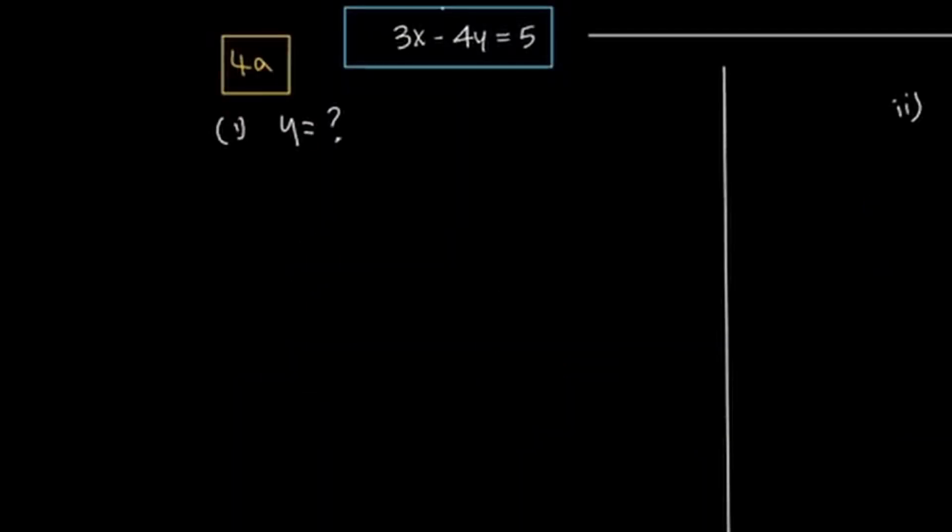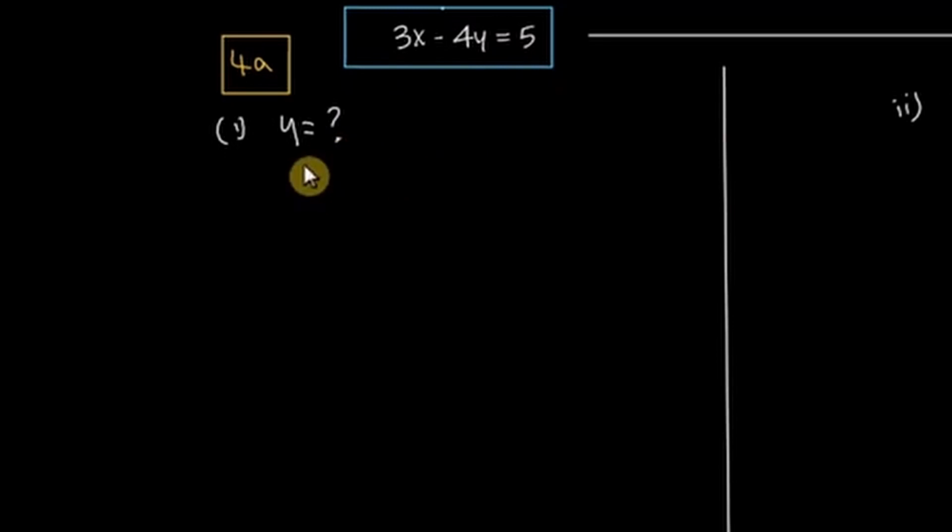Our next question, 4a, we're given an equation 3x minus 4y is equal to 5, and we're asked to transpose for y. So we will produce an equation in the form y is equal to mx plus c. So let's transpose for y.